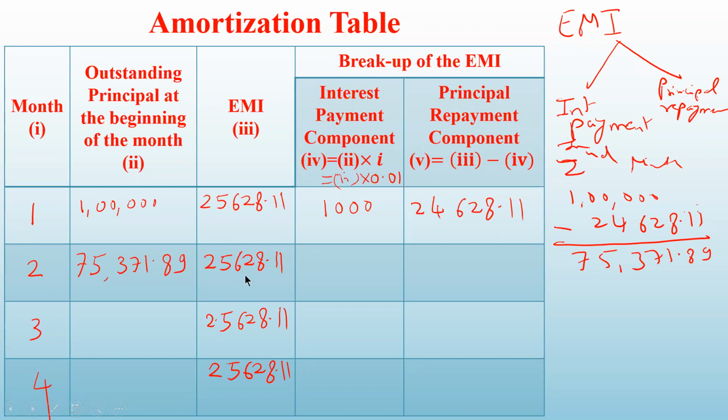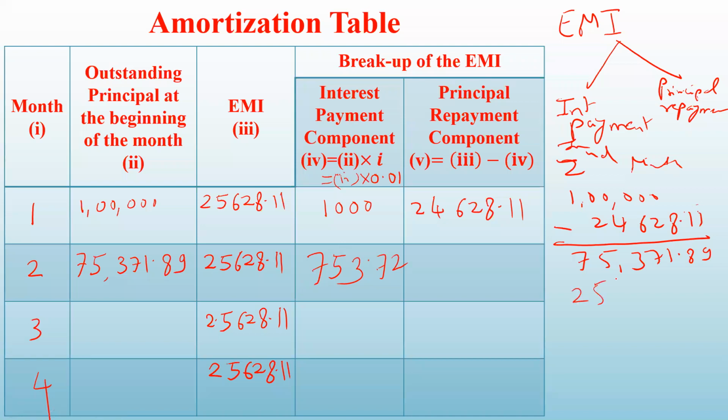This much amount of EMI you have paid in the second month. How much had gone for the interest payment? How will you calculate the interest? See, the balance is this much. So interest on this. Okay. So multiply this by 0.01. Take 1% of this. So that will give you 753.72. You just round off at the second decimal place. So out of this much EMI, 753.72 has gone for the interest payment.